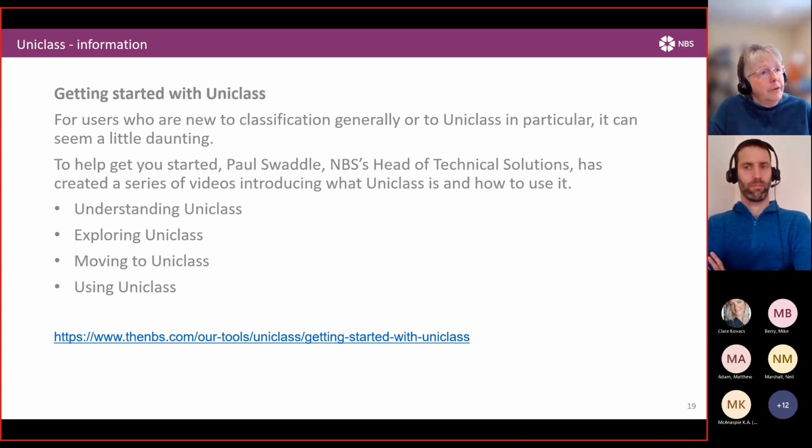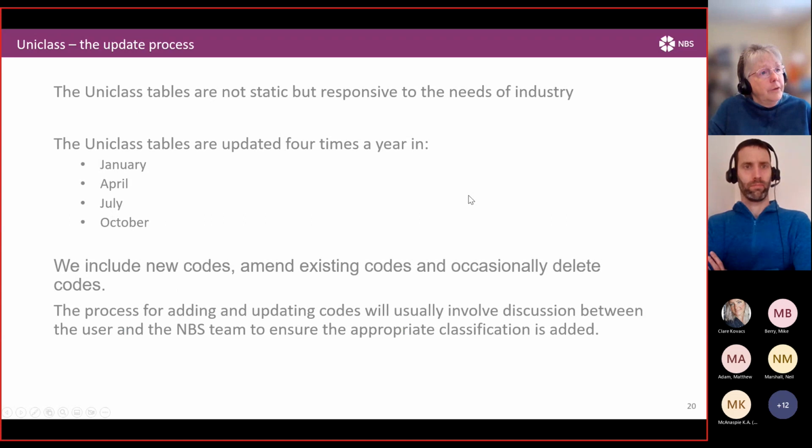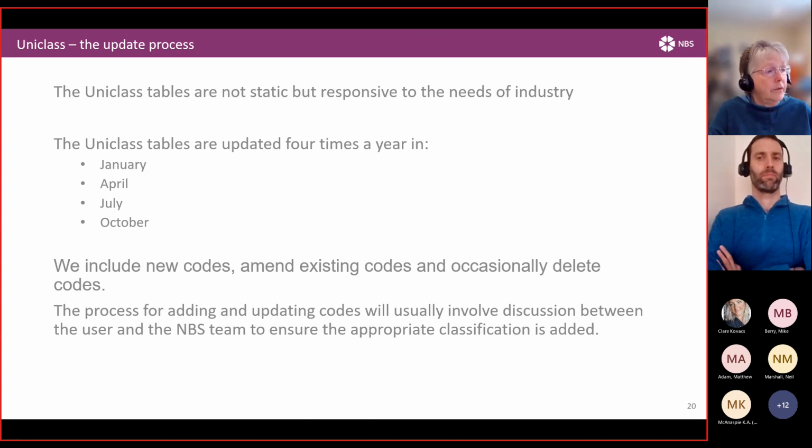The other thing that's maybe important for you all to be aware of, that we update the tables 4 times a year. We're just about to issue the April update. There's just one final correction to do before they all go out. And in those updates, we include new codes. We sometimes amend existing codes. And sometimes we delete codes where it's quite obvious that we've got duplicates, or they're just inappropriate.